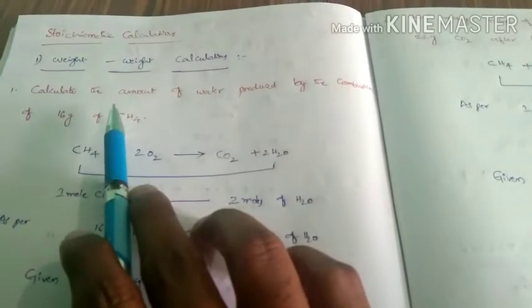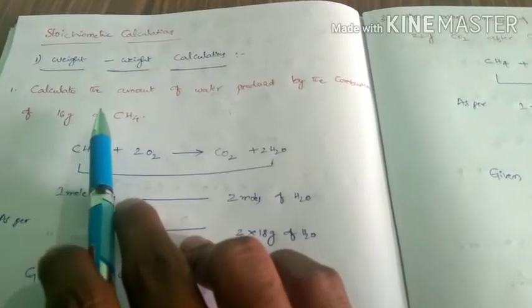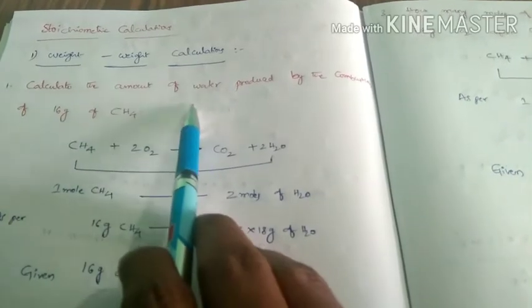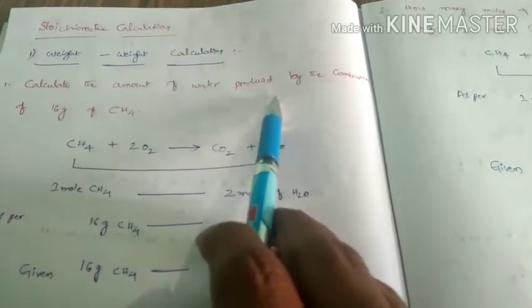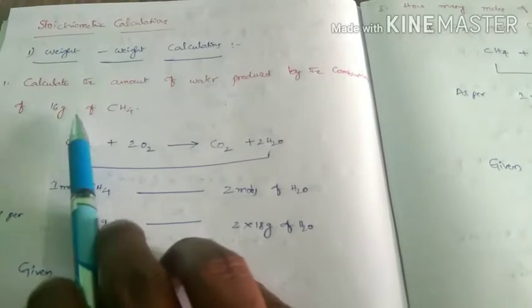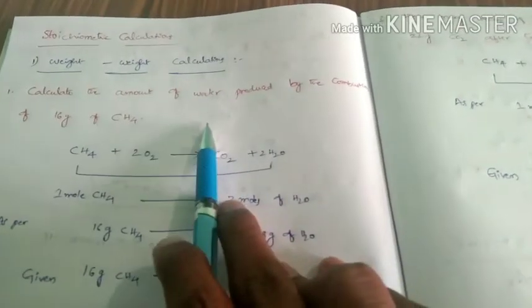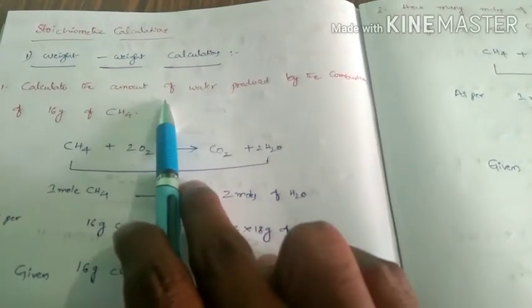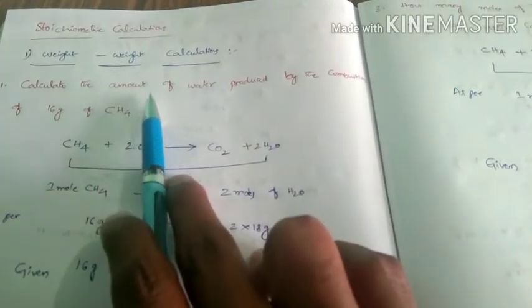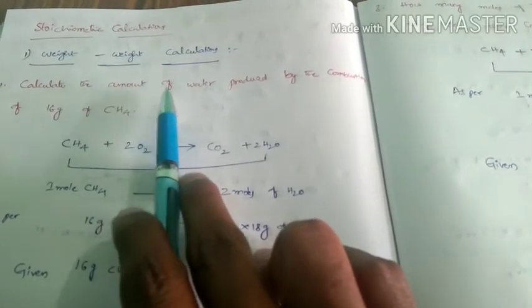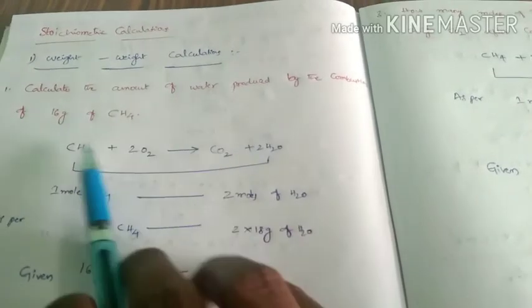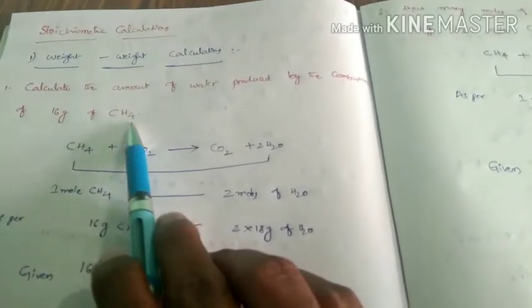For example, this is the question regarding this model. Calculate the amount of water produced by the combustion of 16 grams of CH4. So this is the question given. What do we have to find? We have to find the amount of water. Amount means weight. We have to find the weight of water when 16 grams of CH4 undergoes combustion.